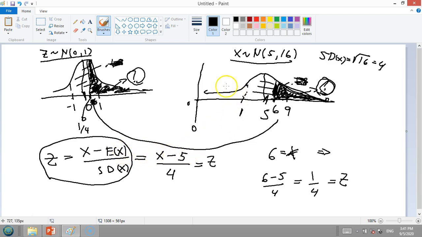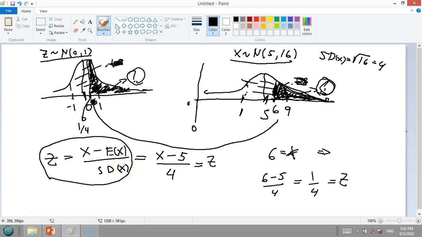And then, what do I need to do? My spread is too high here. I have 5 plus minus 4 as my standard deviation. Here the standard deviation is plus minus 1. How do I convert plus minus 4 to plus minus 1? Now the distribution becomes tighter. I have to divide by 4, or in this case, I divide by the standard deviation of x.